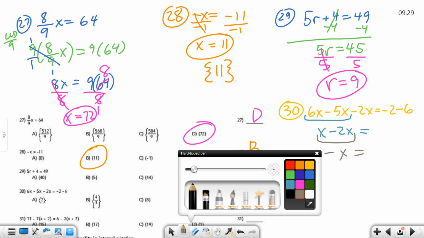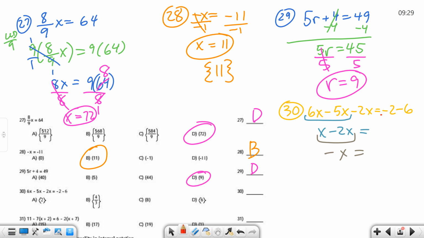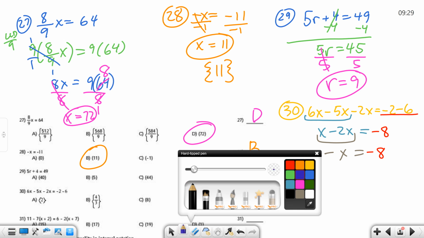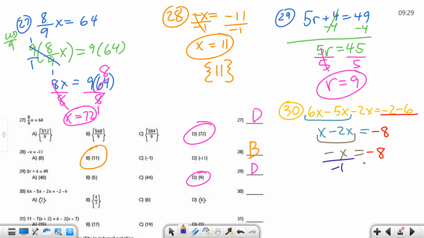Now let's go to the other side. Negative 2 minus 6, they're both negative. 2 plus 6 is 8. Leave it negative, and then you just bring that down. But I'm not done, because what do I want? I want to divide both sides by negative 1 because of this coefficient right here. Negative over negative is positive. So x equals 8 over 1, which is 8. So x equals 8, which is C.